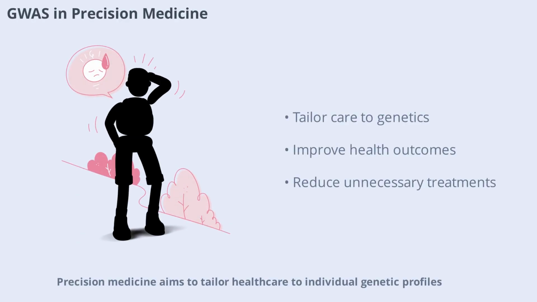Precision medicine aims to tailor healthcare to individual genetic profiles. GWAS plays a key role by identifying genetic variants that influence disease risk and treatment response. As our understanding grows, doctors will be able to offer more personalized care, improving outcomes and reducing unnecessary treatments.